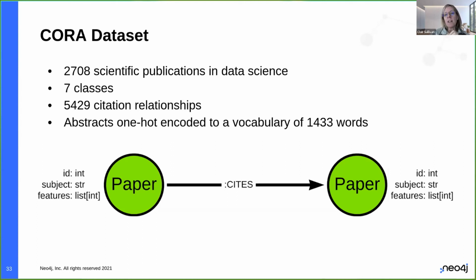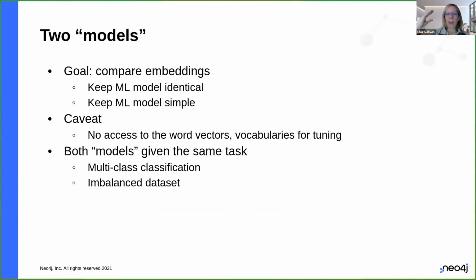Basically, what I did was create a really basic model. I'm not trying to create an optimal model here. I just wanted a very basic identical model, and I was going to use the NLP vectors and compare them to the graph vectors, and that's it. So just a really basic support vector classifier, no hyperparameter tuning anywhere. The only caveat, like I said, was that I did not get to tune the vocabulary. That's just data that they provide. Both models were given the same task, which was multi-class classification of an imbalanced data set.